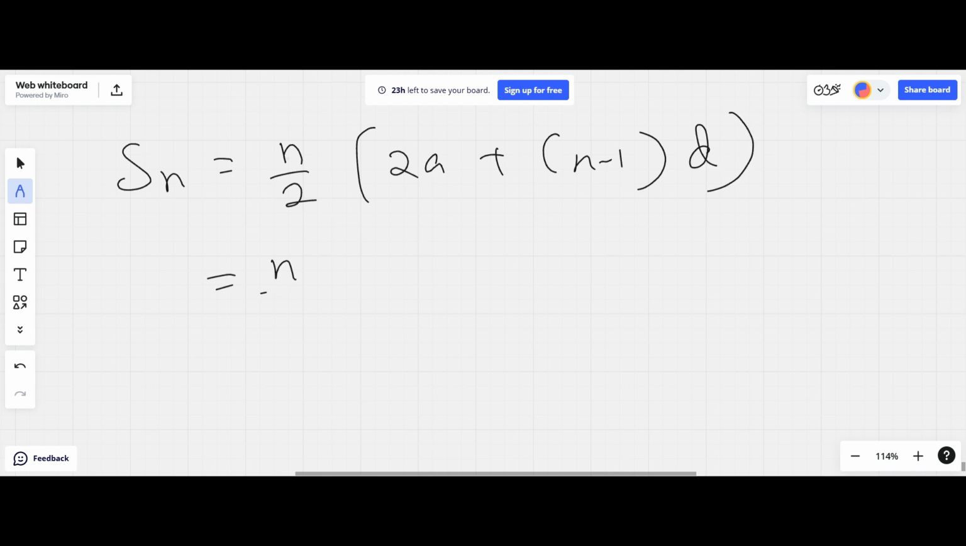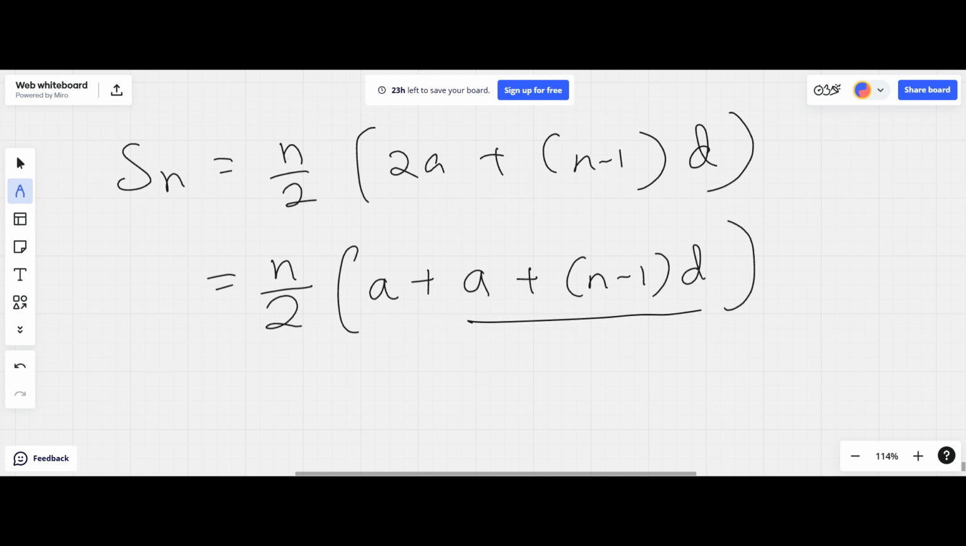Okay. n by 2, 2a. Let's break it, let's write it as a plus a. 2a means what? a plus a. Now we'll write this. Okay, now look at here. What is this? a plus (n minus 1) into d.